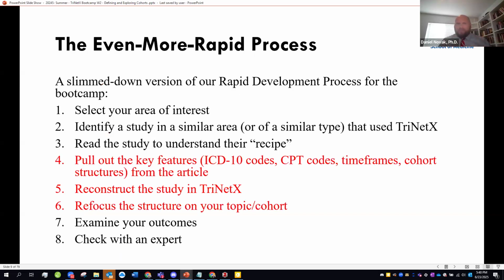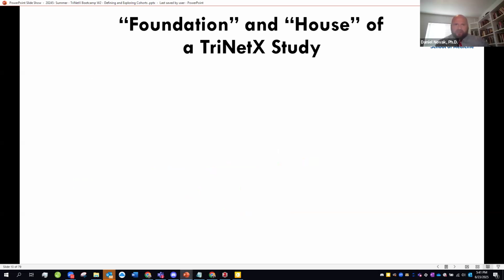If you're doing the even more rapid prototype or the more rapid research process that I defined last time, we're somewhere in the red right here, pulling out the key features of a study and reconstructing the study in TriNetX. You'll need all the skills we're going to talk about today in order to do that and to restructure that structure on your topic and cohort of interest.